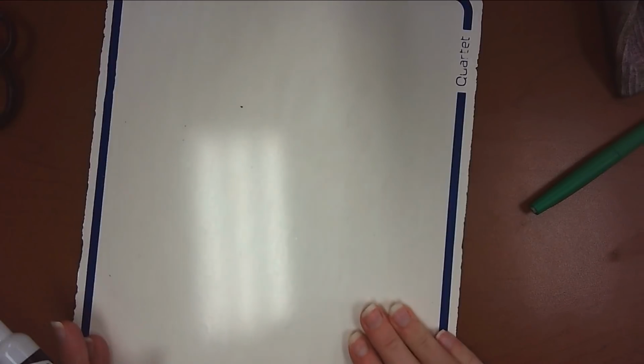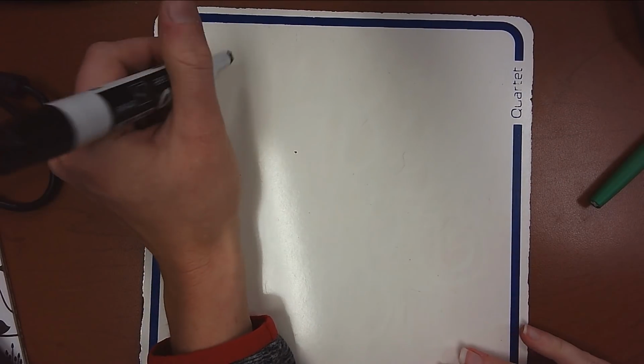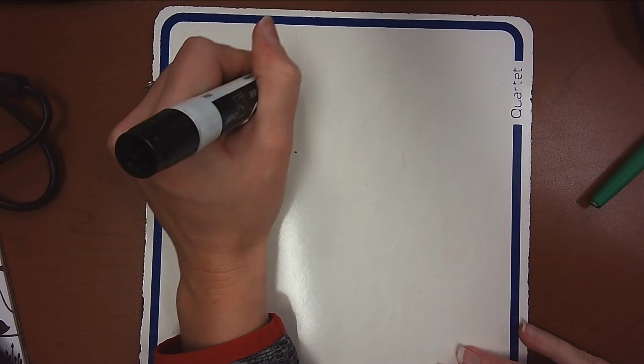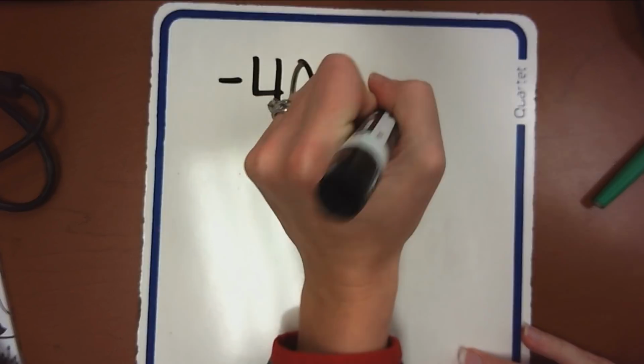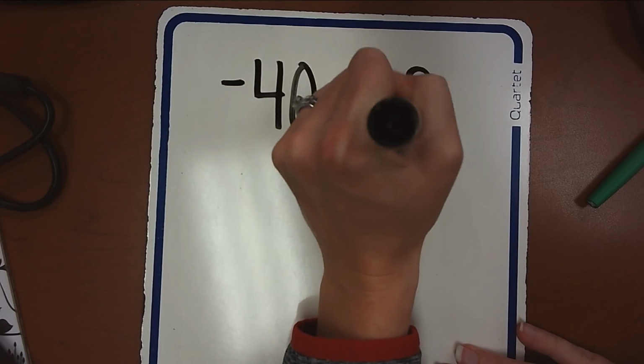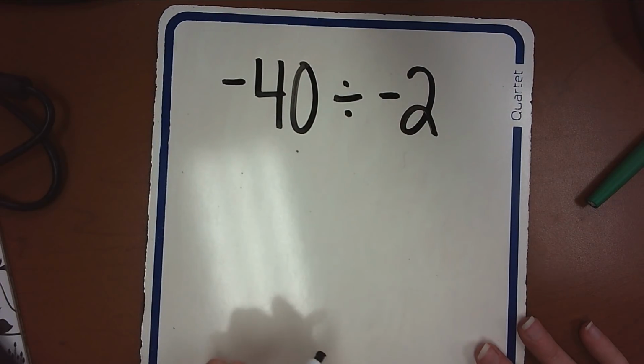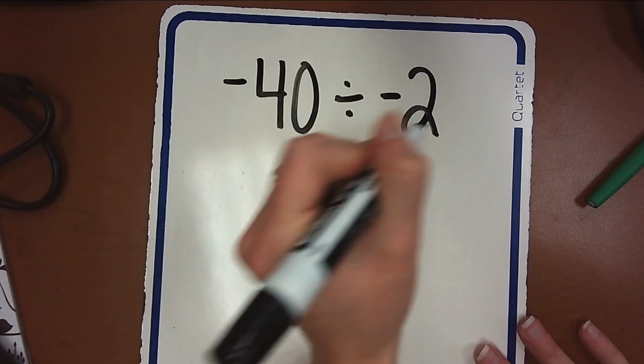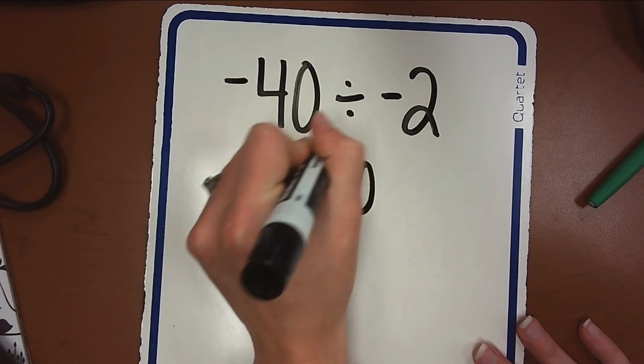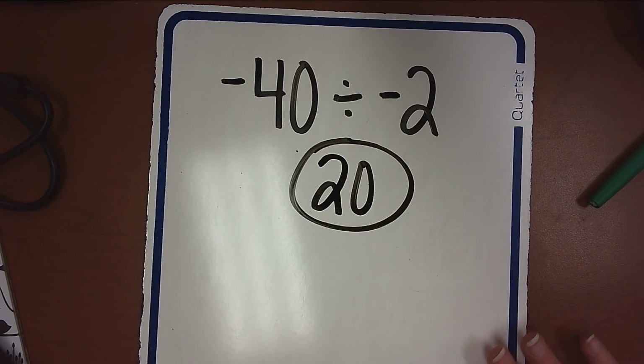I'm just going to do two more examples with you, some division examples to review everything that we've done the past 2 days. So your division example, I'm going to give you negative 40 divided by negative 2. Signs are the same, so my answer is going to be positive. And 40 divided by 2 is positive 20.